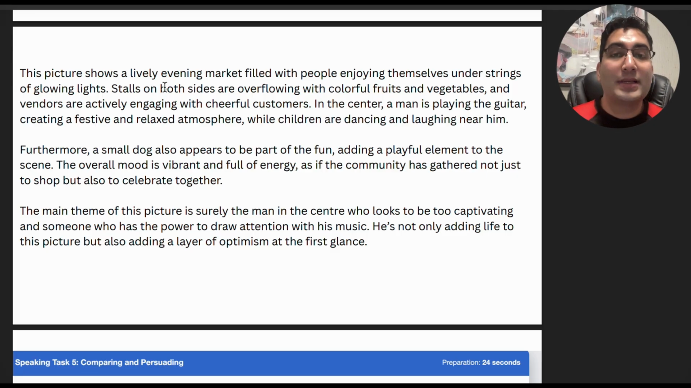This picture shows a lively evening market filled with people enjoying themselves under strings of glowing lights. Stalls on both sides are overflowing with colorful fruits and vegetables, and vendors are actively engaging with cheerful customers.